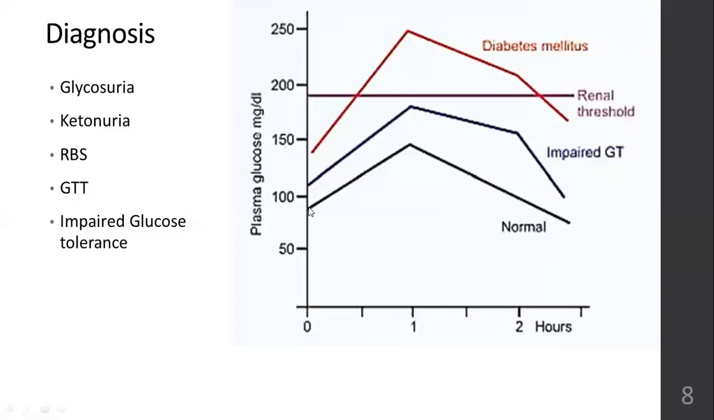Fasting is below 100, and postprandial, if it is below 150, this person is normal. If the fasting is slightly above 100 but not above 120, and postprandial is slightly above 150, and it takes a little bit of time to come down, this is impaired glucose tolerance. This could be a pre-diabetic case.